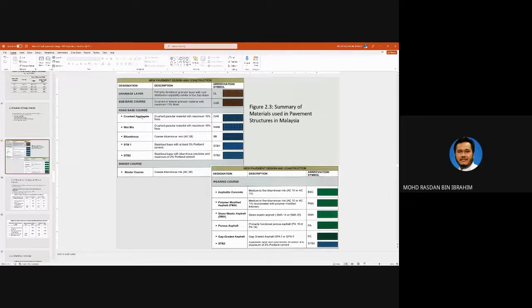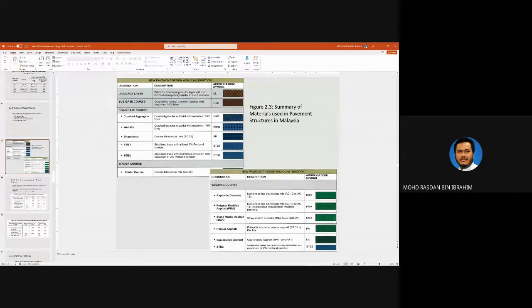For the road base here, you can use either crushed aggregate, wet mix, bituminous mix, or STB. I forgot what this is. Something stabilized, right? Stabilized with cement. Stabilized type 1 and stabilized type 2, STB1, STB2.